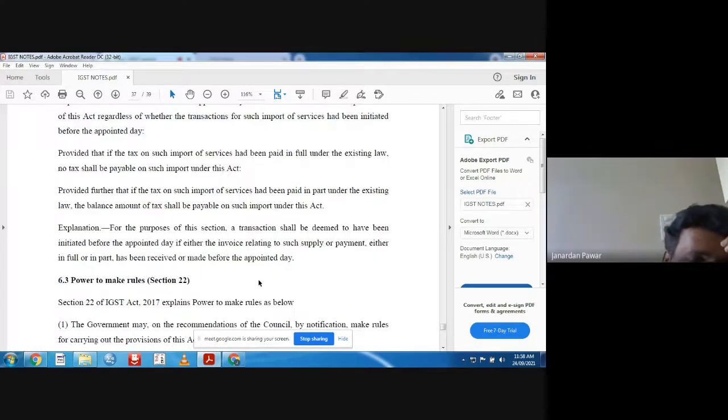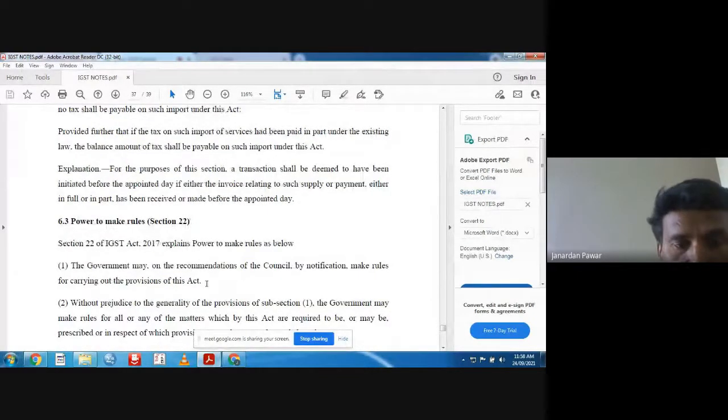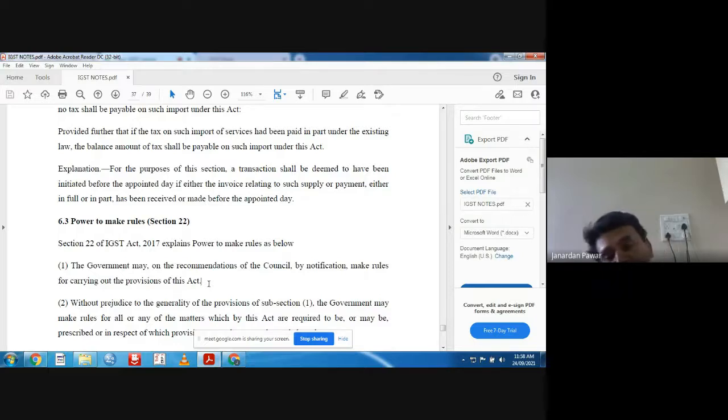Now we are moving on to section number 22, and this particular section is basically made for powers to make rules. See, this section 22 of the IGST Act 2017 has given some powers to make rules. So to whom are these powers given? Definitely powers are given to the authority to make certain rules according to this section 22.